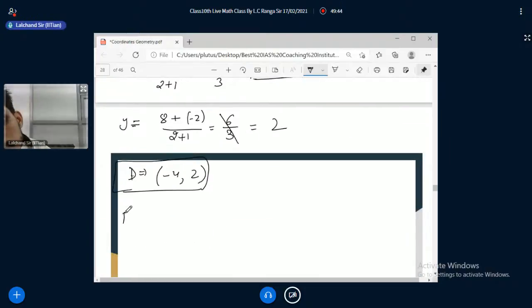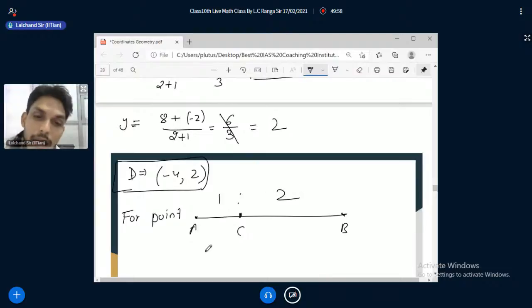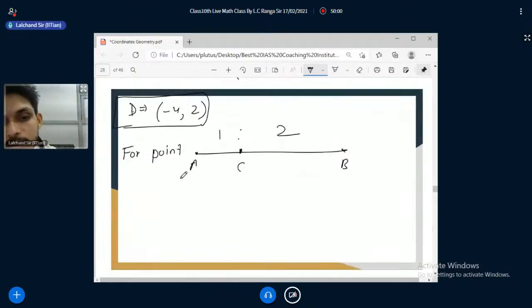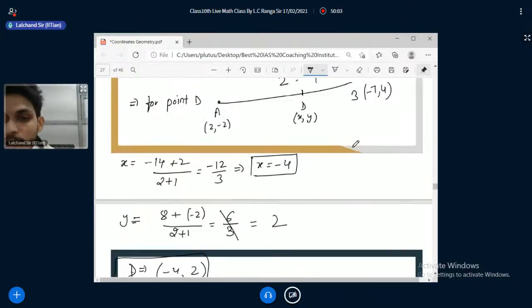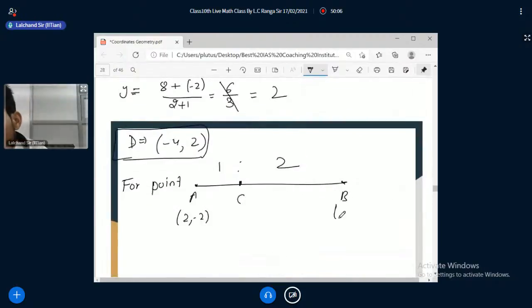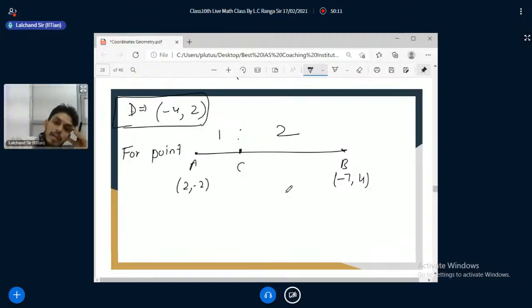Similarly for point C, if we make this diagram again, here is the point C, and this ratio is 1 comma 2, and coordinate of point A are 2 comma minus 2, and coordinate of point B are minus 7 comma 4. So can you tell me the coordinate of point C now? Use same concept. Calculate the coordinate of point C now.